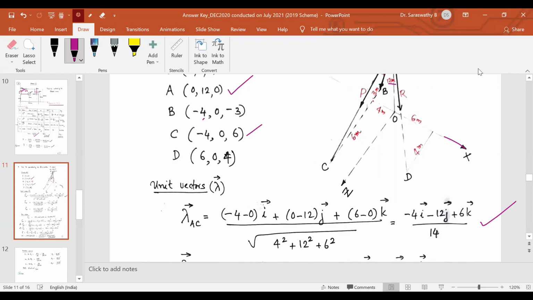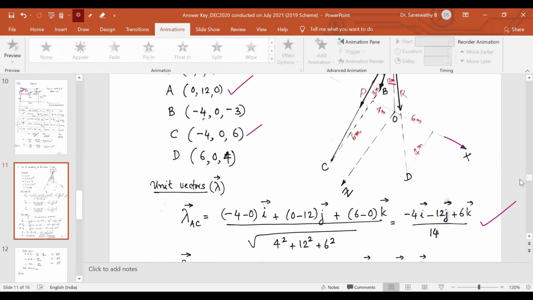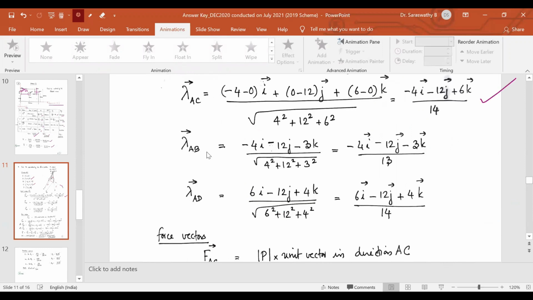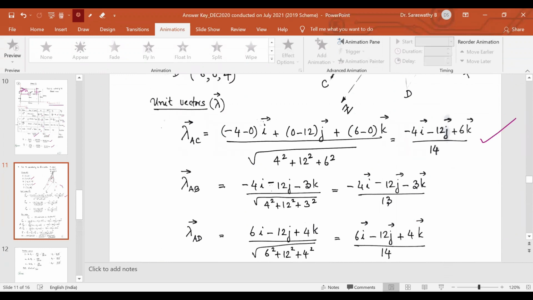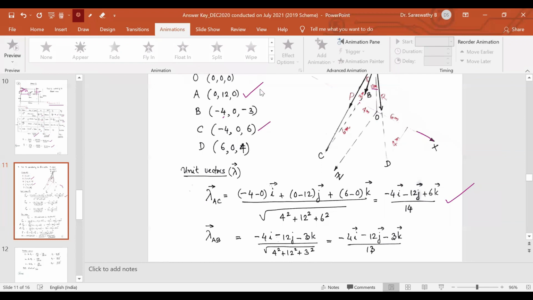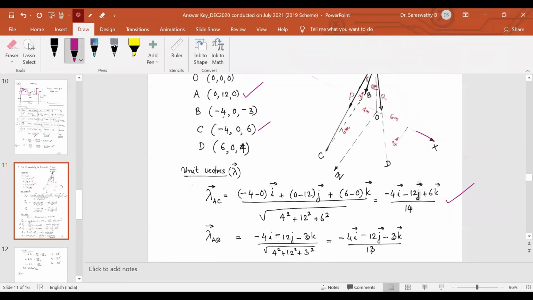Next, we have to find out the unit vector in the direction AB. Consider A and B. So the unit vector in direction AB will be B minus A: minus 4 minus 0 i, 0 minus 12 j, minus 3 minus 0 k. So this is minus 4i minus 12j minus 3k divided by the square root of 4 square plus 12 square plus 3 square.